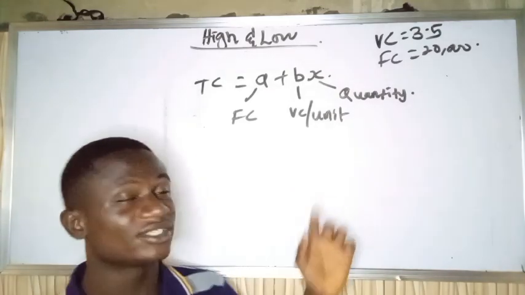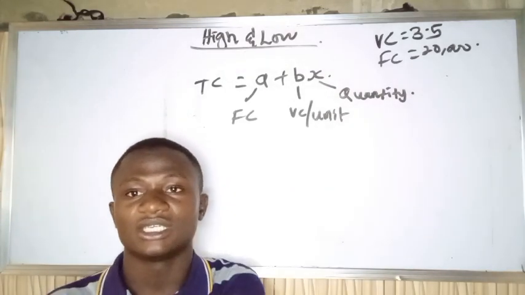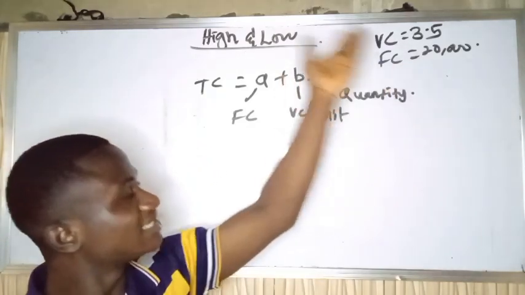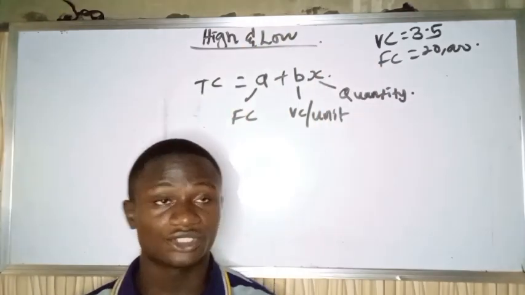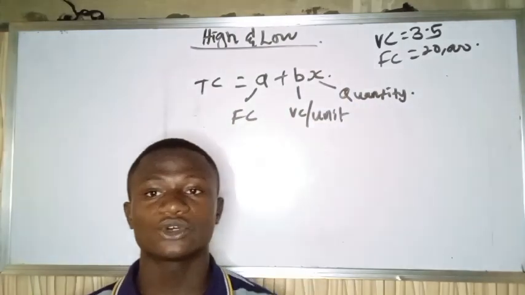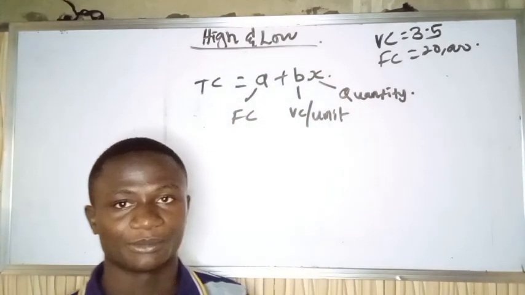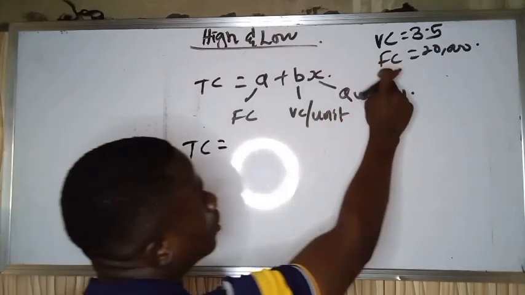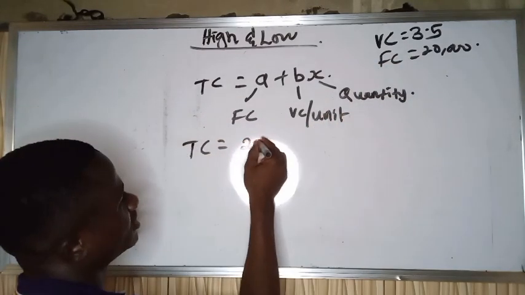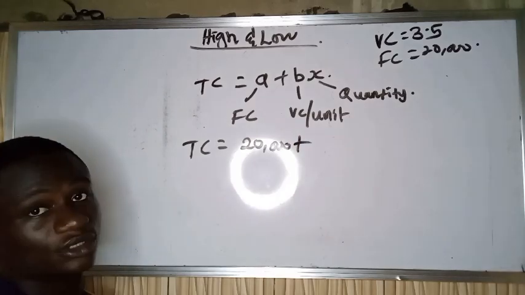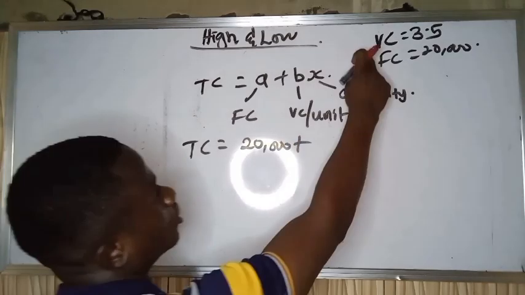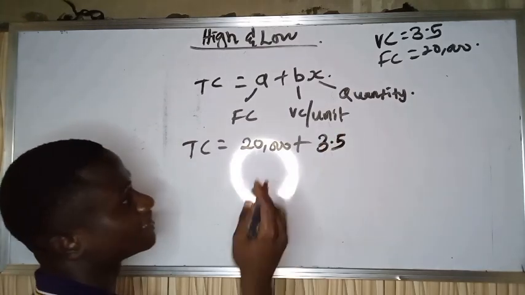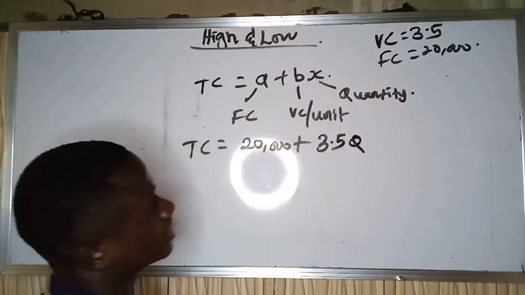So if you are producing 10 units and one variable cost is 2 naira, 10 times 2 naira will give you 20 naira. So this is how we establish a cost relationship: the fixed cost plus the variable cost per unit multiplied by the quantity produced. So from this question we solved earlier, we know very well that our fixed cost is 20,000 plus, now, what is our variable cost per unit? We've gotten that to be 3.5, multiplied by the quantity we are producing. I can represent it as Q.